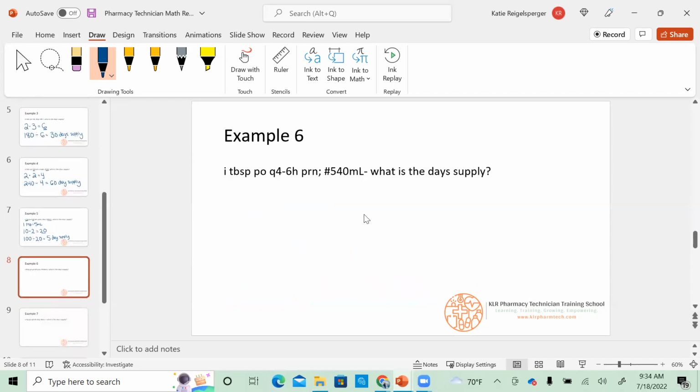This one is yet a little different. This one says, take 1 tablespoon by mouth every 4 to 6 hours as needed. Dispense 540 milliliters. What is the day's supply? So in this type of problem, it is important for you to realize that anytime the doctor gives an option of how often the patient can take a medication, like every 4 to 6 hours or every 2 to 4 hours or every 6 to 8 hours, as a pharmacy technician, you are always going to choose the one that allows the patient to take it the most times.